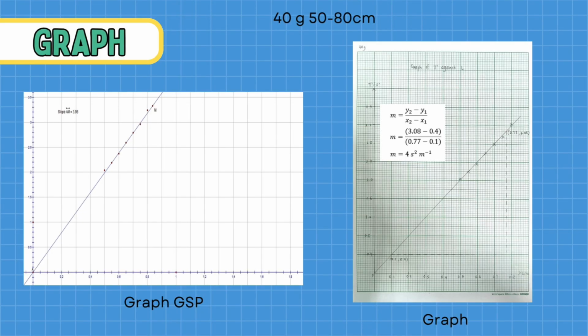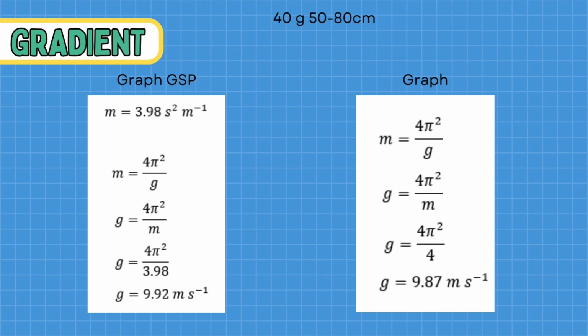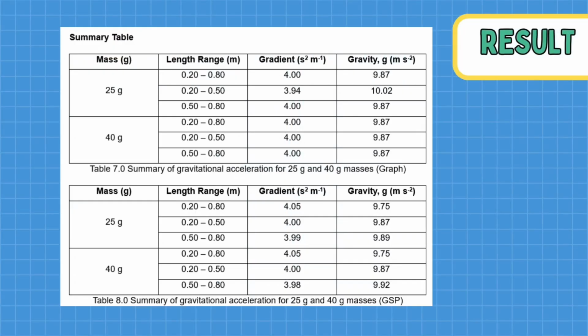Overall, all the graphs show that T squared is directly proportional to the pendulum length, while changing the mass from 25 grams to 40 grams does not significantly affect the period of oscillation. Therefore, our experimental results are consistent with the theory of the simple pendulum. And this is the summary table for my result.